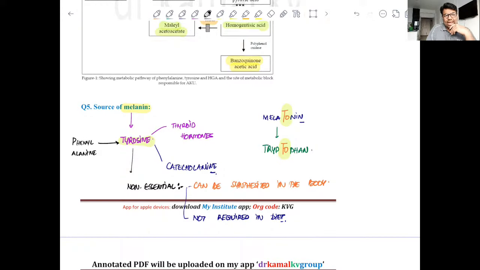Clear? So phenylalanine gave rise to tyrosine, and therefore tyrosine is synthesized in the body, and therefore we call it non-essential amino acid. And phenylalanine is essential, this is needed in diet. Clear? And this conversion of phenylalanine to tyrosine is carried out by one enzyme that is known as phenylalanine hydroxylase. Clear? So this is in short about tyrosine and related things.